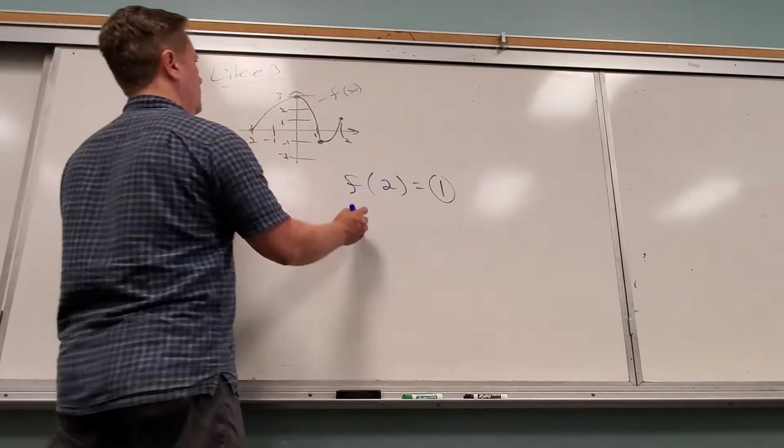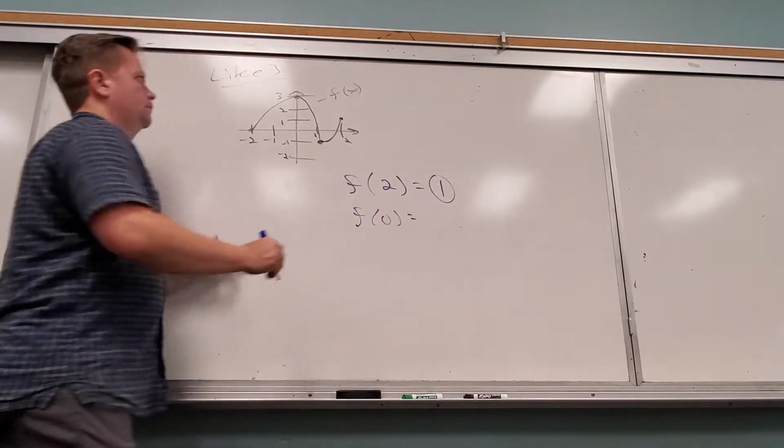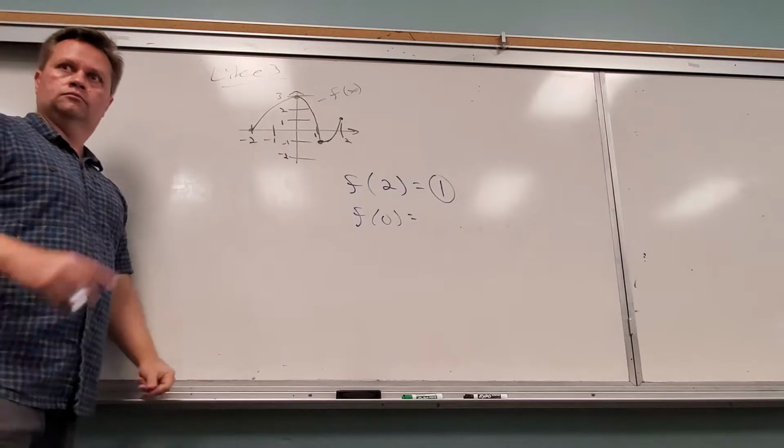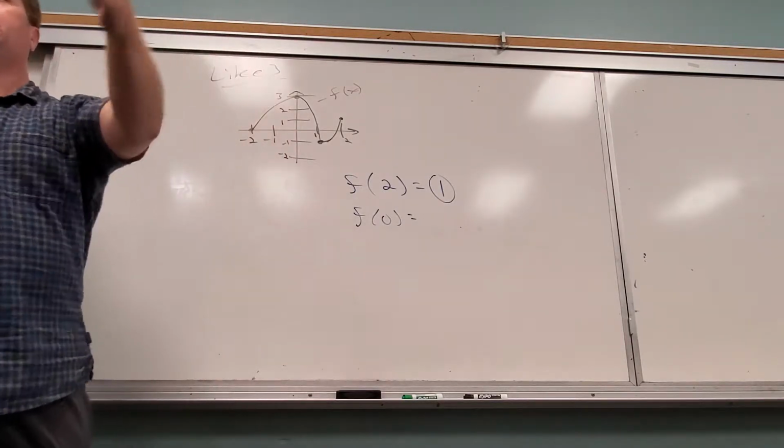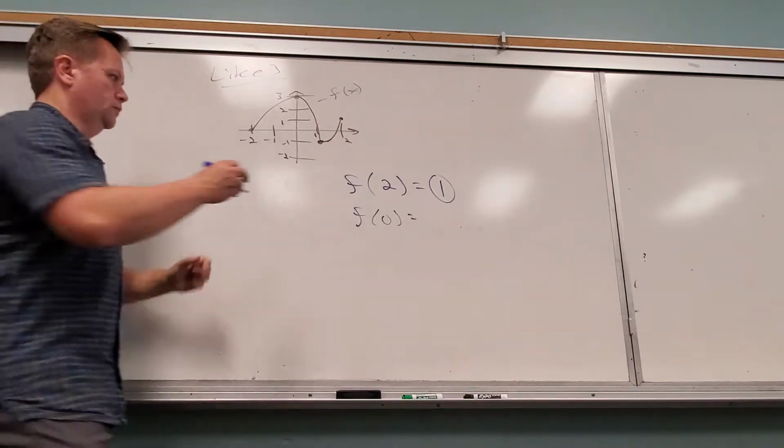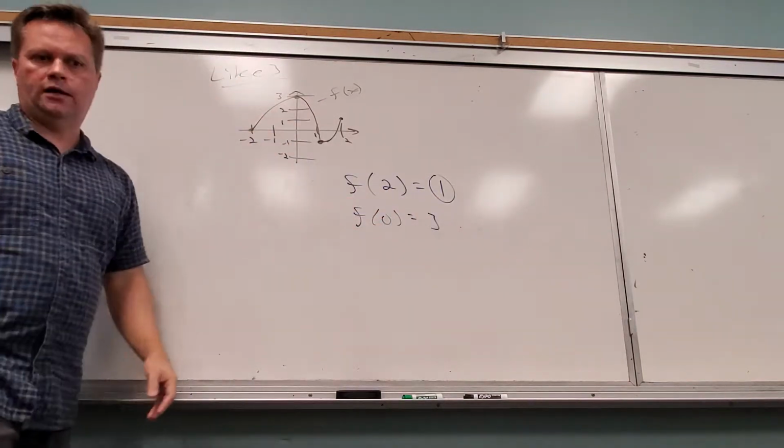All right. So what's f of 0? 3. Okay. You guys see that? What must f of 0 be? Must be 3 because that's where they put the point. That's what the output was. All right.